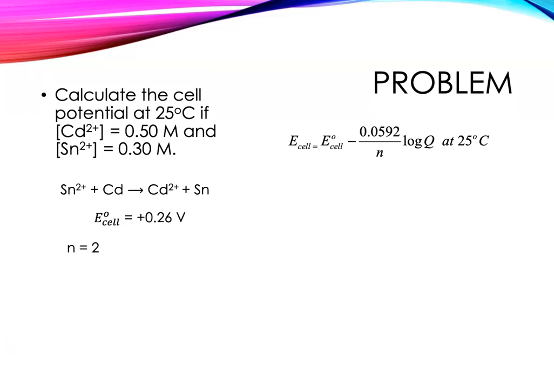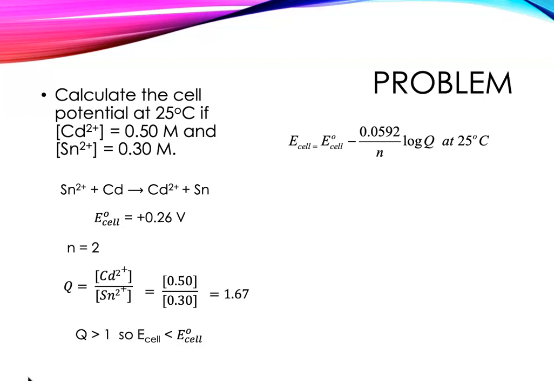So now we can start thinking about it from a Nernst equation perspective. We can write an expression for Q based on the balanced equation. Since the solid metals aren't included, it's the cadmium ion concentration divided by the tin 2 ion concentration. We know both of those values. They were given to us, and we can substitute them in and get a value for Q. Clearly, Q is going to be greater than 1. And since Q is greater than 1, E cell will be smaller than the standard cell potential. This is as far as you need to go. You don't need to do the full calculation out.